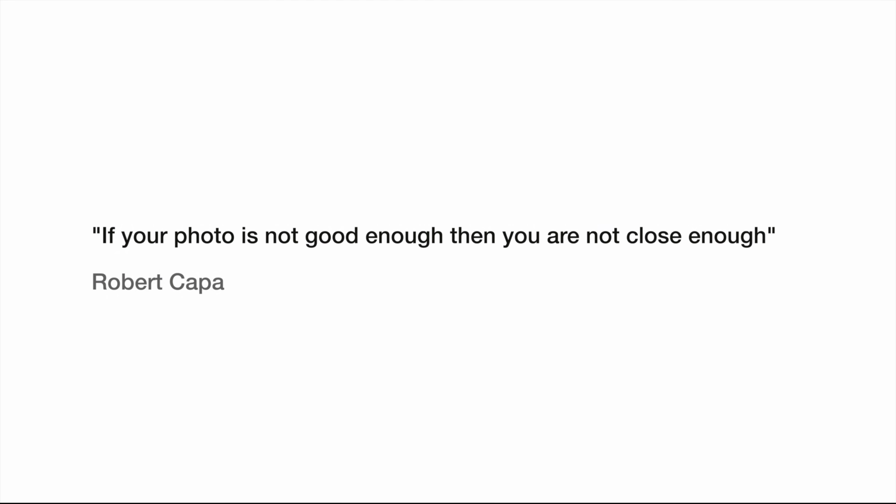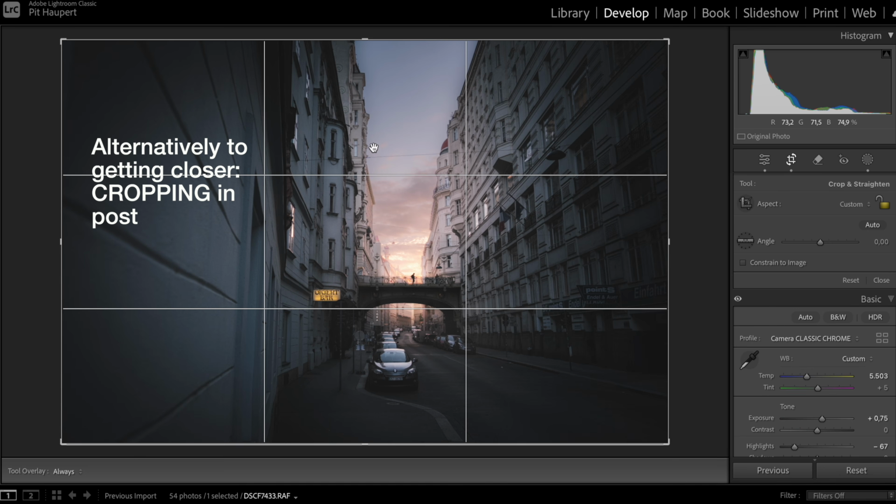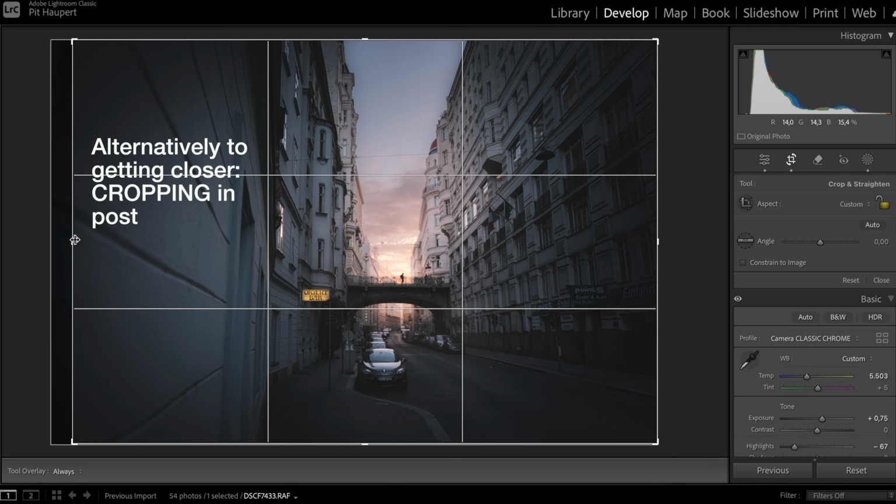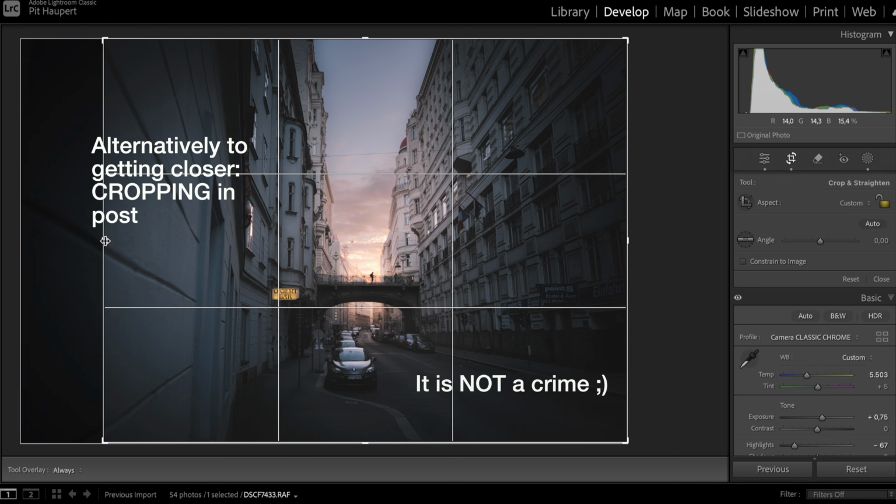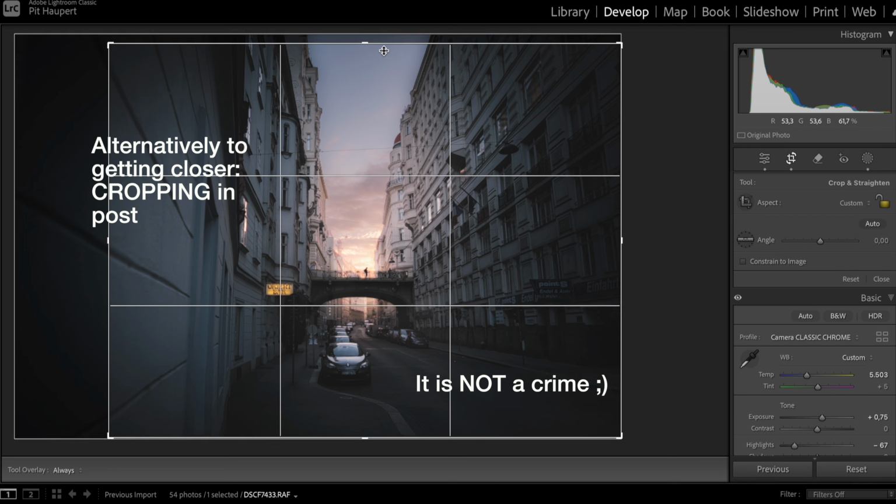And yes, this is a pretty scary idea because if you shoot with a 28mm lens, it's going to be hard to move closer unnoticed. But Robert Capa, a very famous photographer, once said, if your photo is not good enough, then you are not close enough. And what he probably meant by that is that your subject was probably not impactful enough in your scene, so move closer to your subject in order to make sure that every viewer knows exactly what your scene is about.